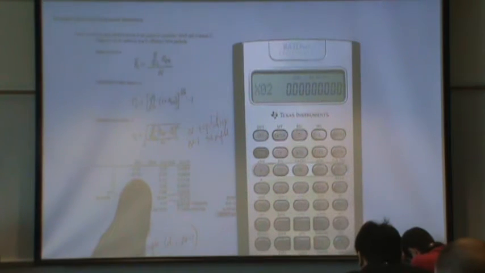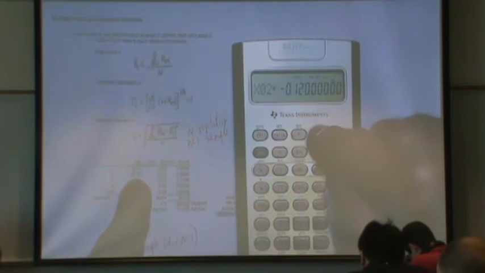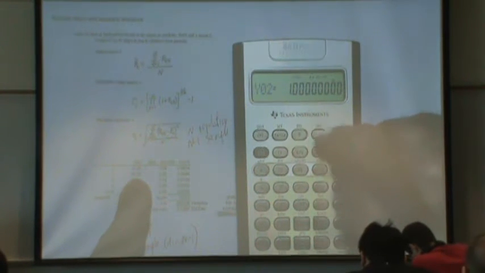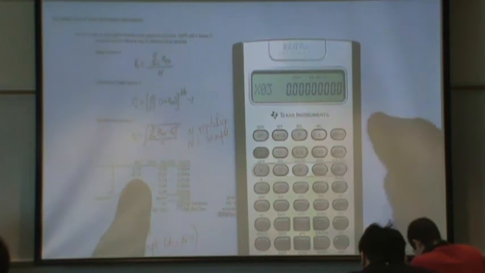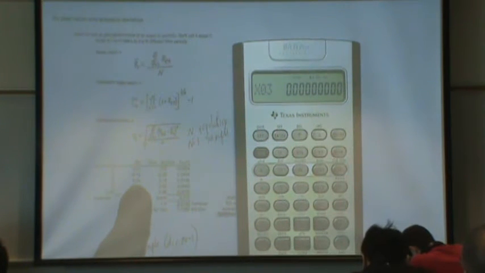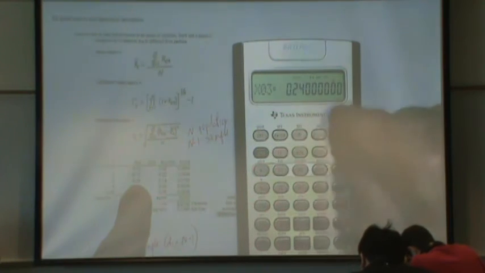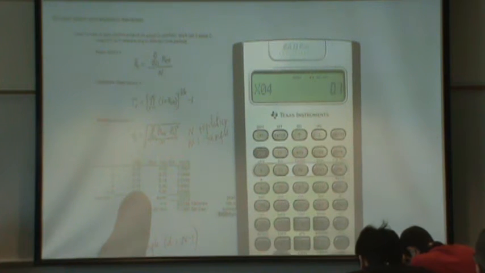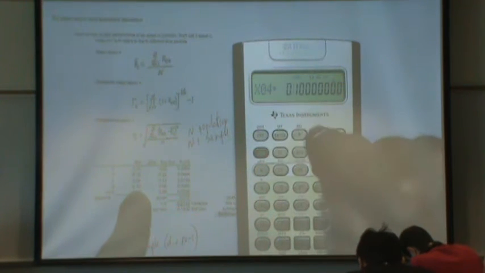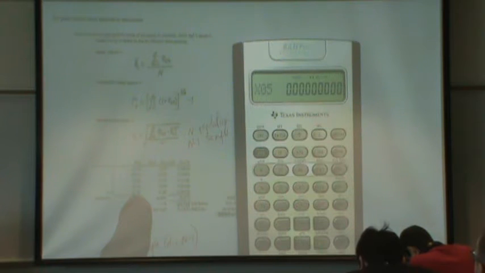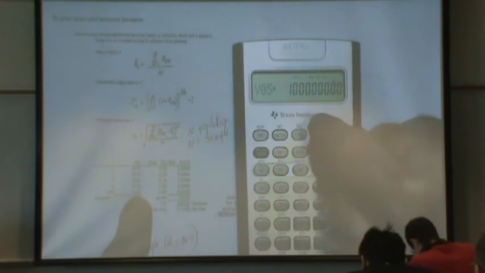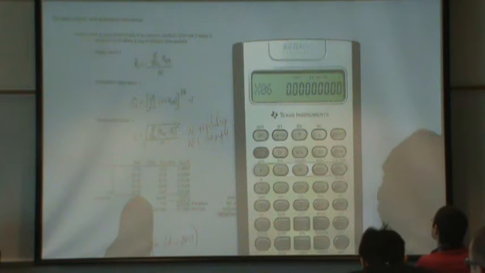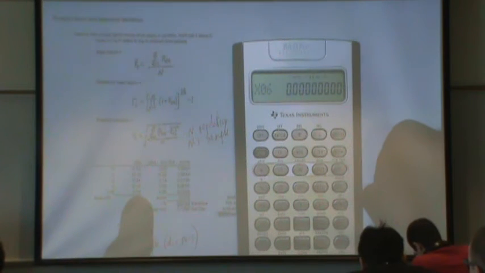Okay. Then negative 0.12: 0.12, change signs, enter, down, and again Y2 will be 1, so we'll hit down again. Then X3 is 0.24, so 0.24, enter, down, down. 0.10, enter, down, down. And 0.16, enter, down, down. Okay, are we good there? And now it says X6 is 0.